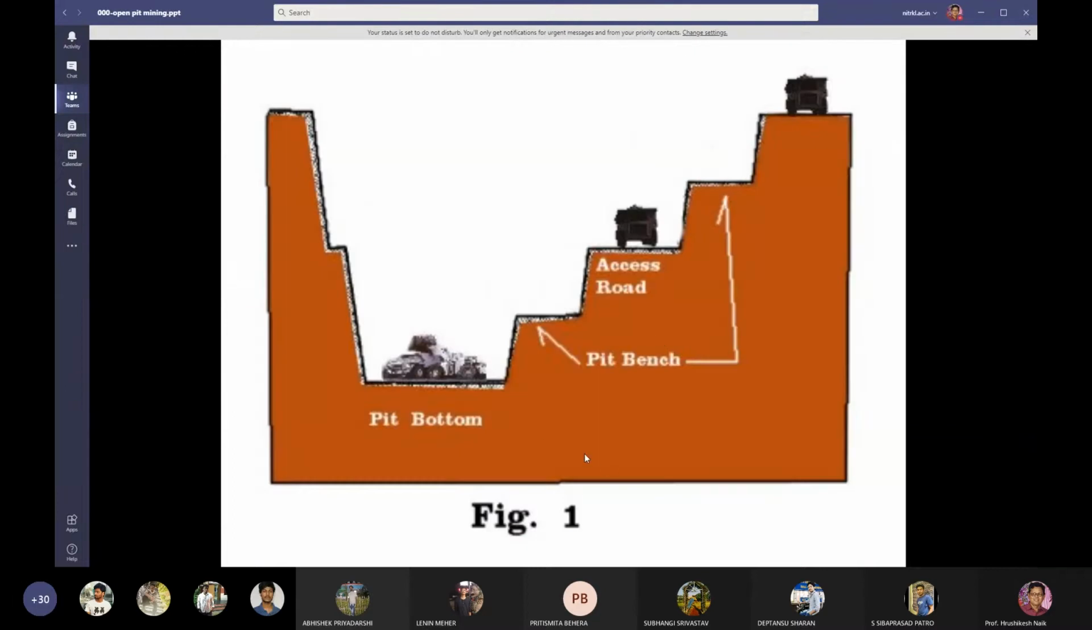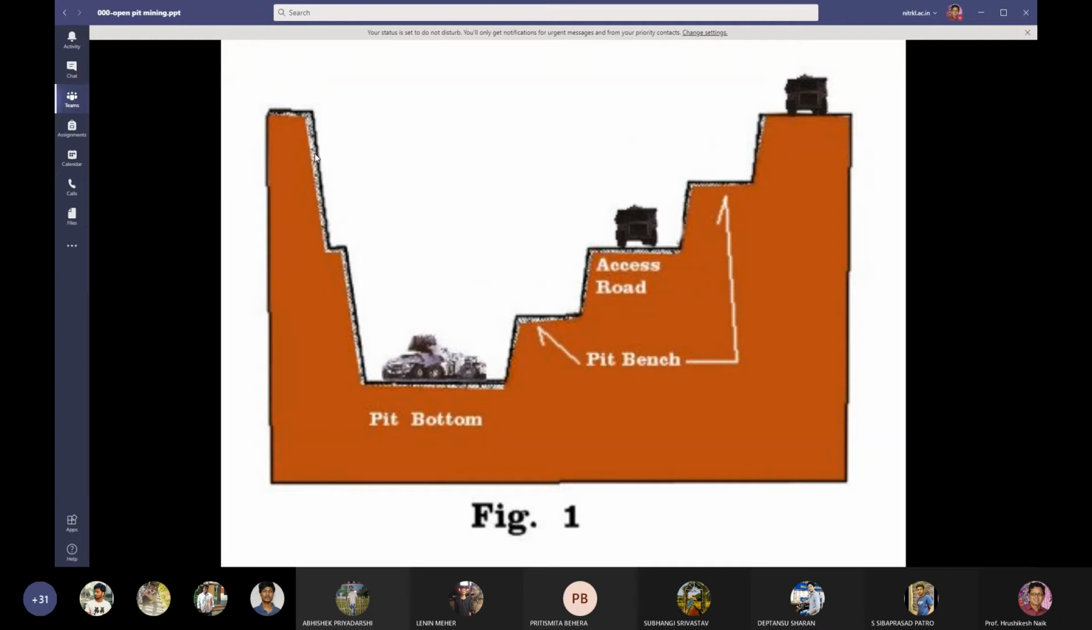Okay, so in open pit mining, these are the benches formed. This is the truck, this is the dumper, this is the access haul road. And these are the pit benches, and this is the pit bottom. So this is the layout of an open pit mine's benches.